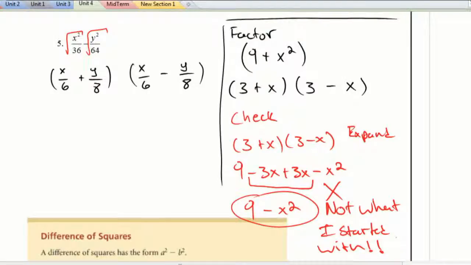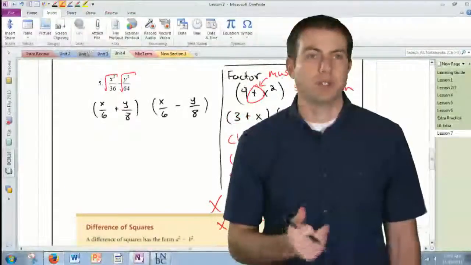So when we are factoring a difference of squares, we must have subtraction. If we don't have a subtraction sign in the middle, we will not end up with what we needed. So it's just one of these things that doesn't work out.